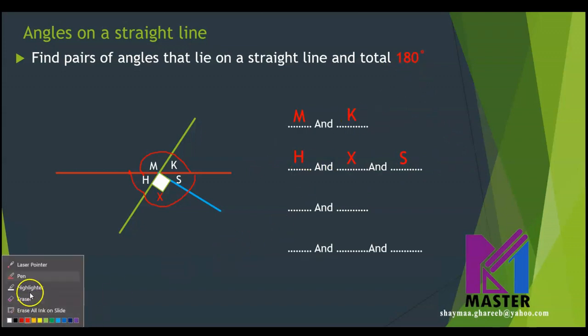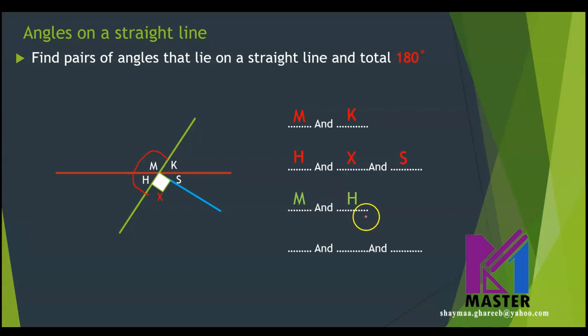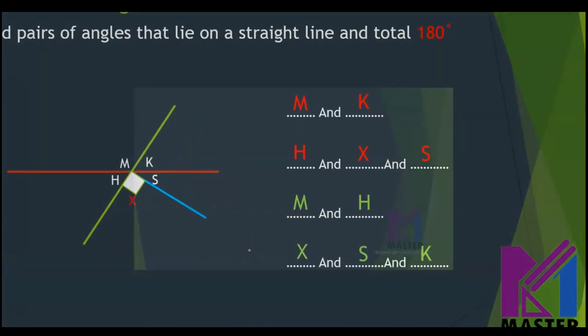After we did the red line, I will go to the green line. Now I want all of you to look at the green line and let's identify angles that total 180 degrees. This is the green line. Now look at these two angles on the green line, which are M and H. So M and H total 180 degrees. Now let's look below the green line. I have three angles below, K, S, and X. So we can say these three angles add up to 180 degrees: angle X plus angle S plus angle K equals 180 degrees.